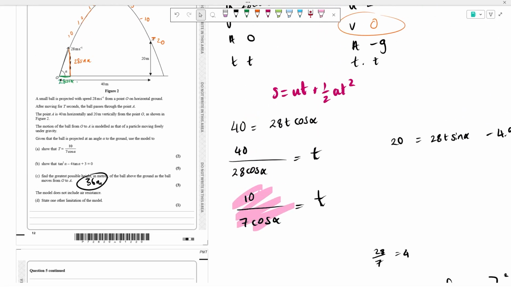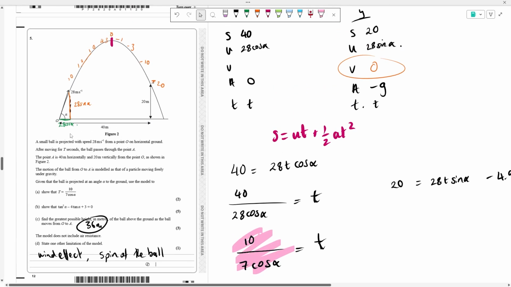Part D, state one other limitation of the model. If you ever have projectiles, this is something that I always put: wind effect. This always gets you marks. Sometimes, very rarely, you might not. But you can talk about other things like spin of the ball, or the dimensions of the ball itself.